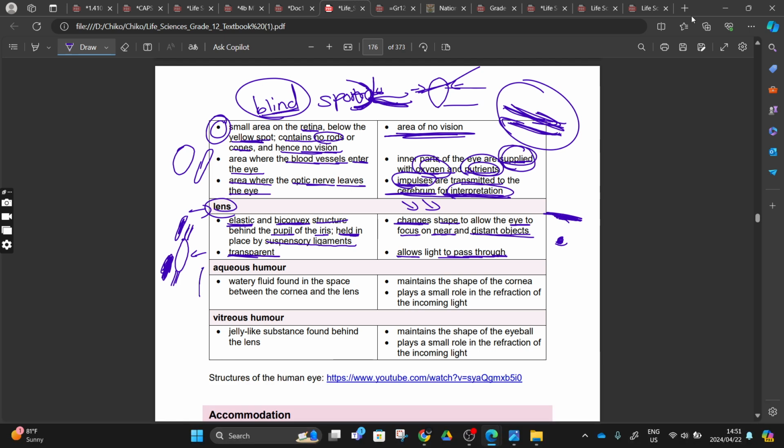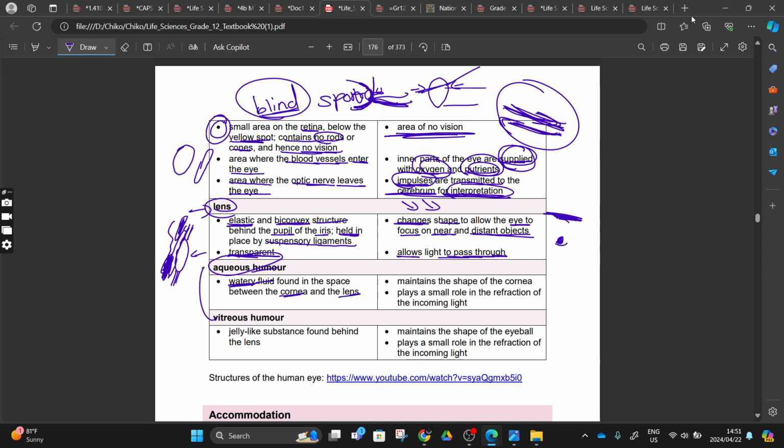Then after that, we have two types of humor, and one is aqueous, or aqueous, whatever you want to call it. You know, there's English, South African, and British. Aqueous, from aqua, water. Aqueous humor is a watery fluid found in the space between the cornea and the lens, right? We talked about this space here between the cornea and the lens. It will be this space and this space. This will be the aqueous humor, right? Fluid found in the space between the cornea and the lens. You talked about that, right?